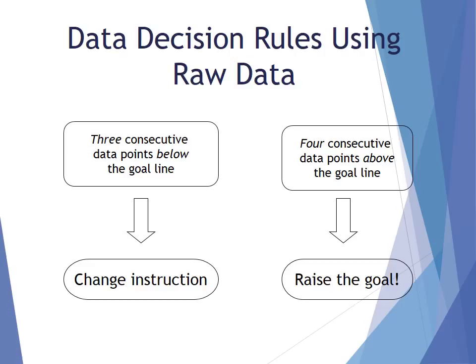This chart is a visual representation of how to make decisions during visual analysis of data. This is a compilation of what we just went through. Essentially, if there are 3 consecutive data points below the goal line, you need to change instruction. If there are 4 consecutive data points above the goal line, you need to raise the goal.